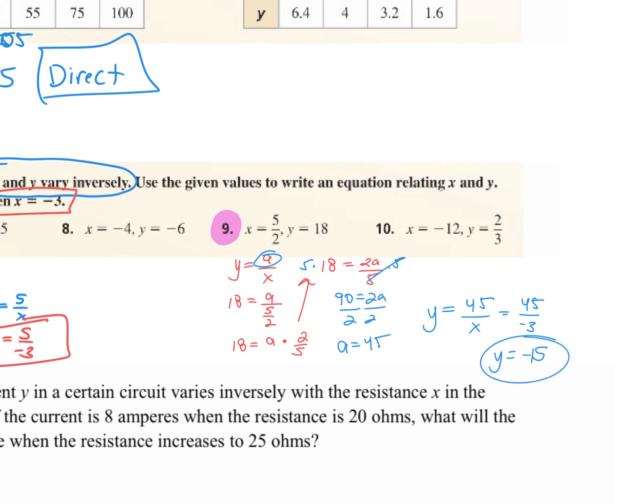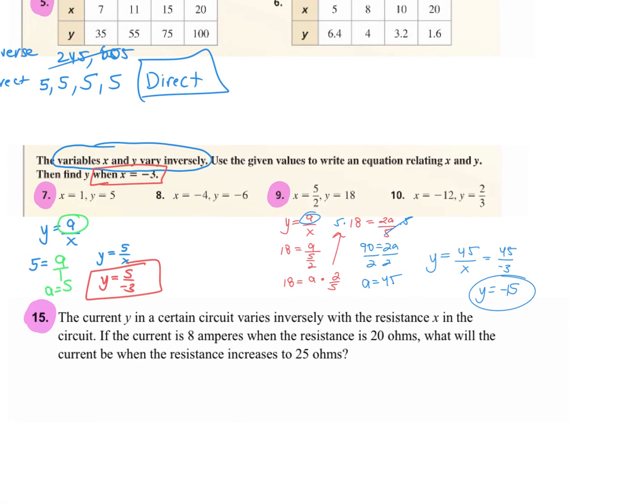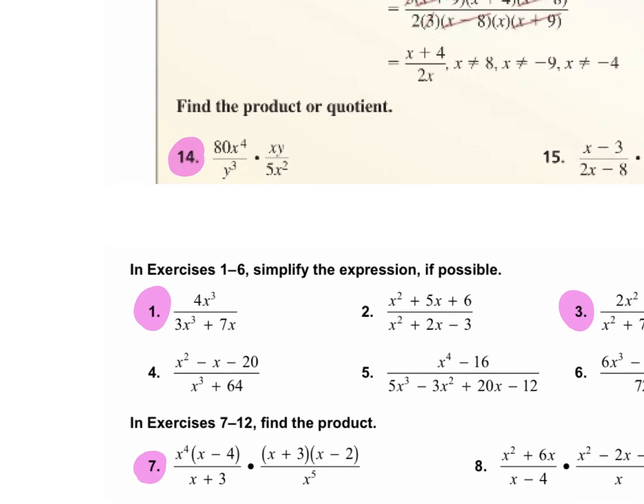I'm going to come back to the word problem because I want to make sure I get all the simplifying ones done. I'll do it on the video, though, at the end. All right? All right, let's go through these.